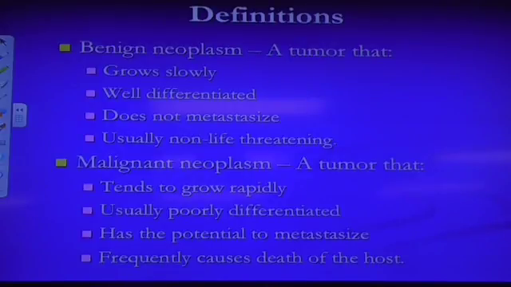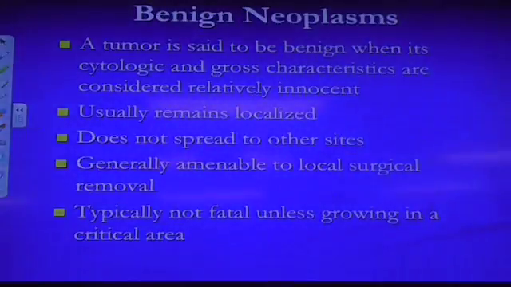Malignant neoplasms tend to grow rapidly. They do not have to be poorly differentiated, but they usually are. They have the potential to metastasize, and frequently they can cause death of the host, particularly if it's identified late in the course of disease, or if you already have evidence of vascular metastasis or vascular neoplastic emboli.